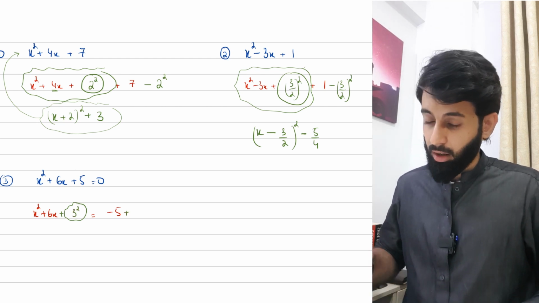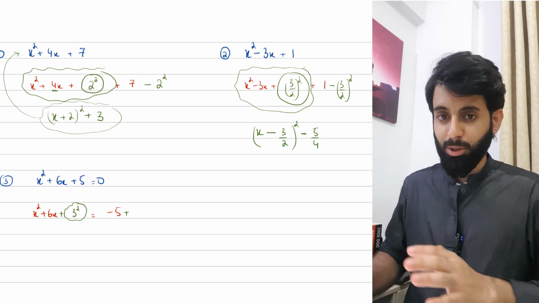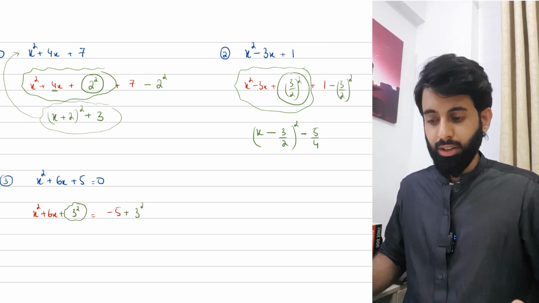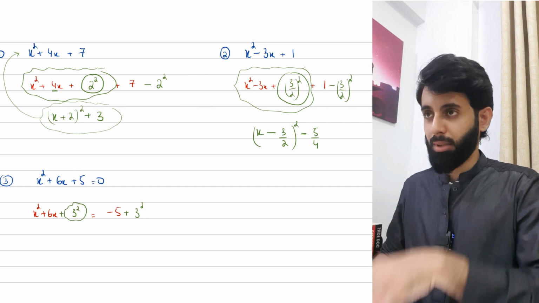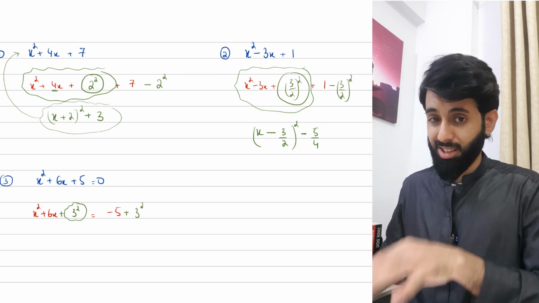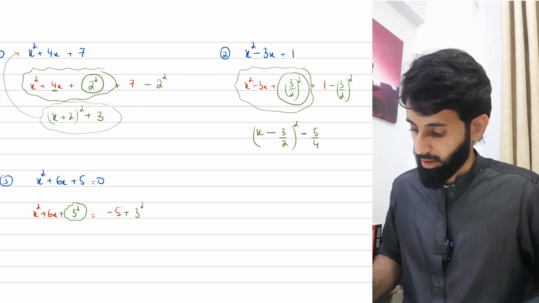Now I need to offset its effect. So remember, this is an equation. So whatever it is I'm doing on the left hand side, I'm going to do the exact same thing on the right hand side also. So I'm going to do plus 3 square on the right hand side. If this were an expression, I'd add something, and in order to offset its effect, I'd subtract the exact same thing. But since it's an equation, whatever I add on the left hand side needs to be added on the right hand side also.